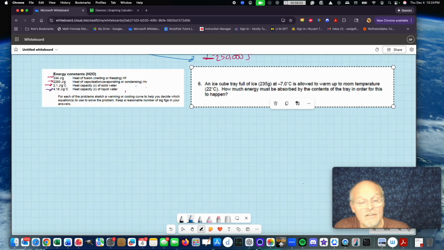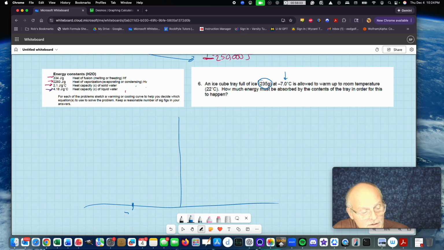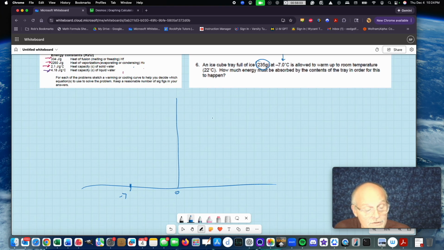Question 6. Let's figure out what we have. We have an ice cube tray with 235 grams sitting at -7, and I'm going to warm up. So my energy is going to be a positive here. So I'll set myself up here, start at -7. I've got 0, and 0 is my solid to liquid transition, and 100 is my liquid to gas transition, and this is energy.